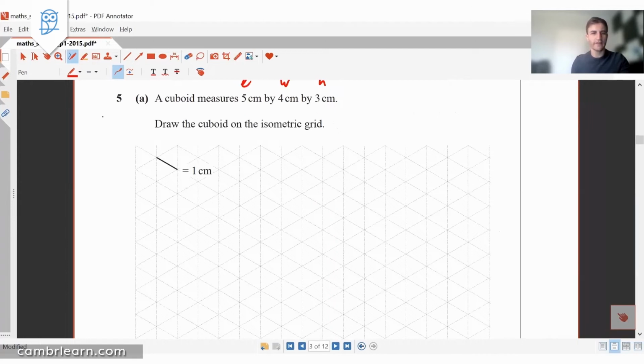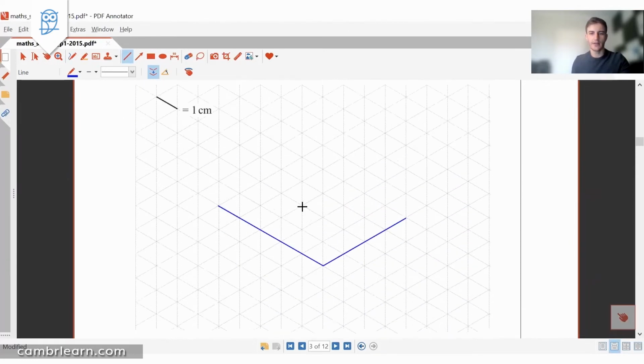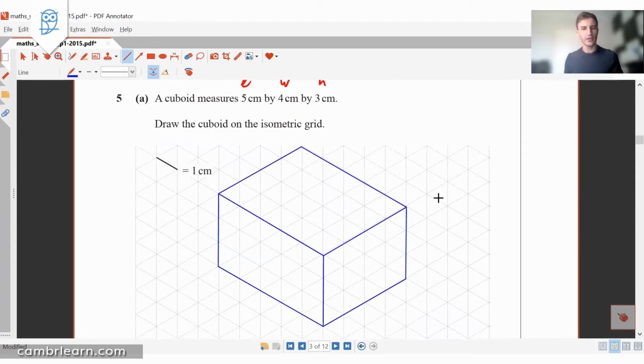Okay, so we're going 5 by 4 by 3. Okay, so let's just draw it anyway. So we have to go 5 units. So 1, 2, 3, 4, 5. Okay, so there's 5 units. So 5 by 4. 1, 2, 3, 4. And my height is 3. Okay, so this is my height. 1, 2, 3. And now we can just connect all of my sides. There we go. Okay, we connect all of the sides. Okay, and there's my cuboid.